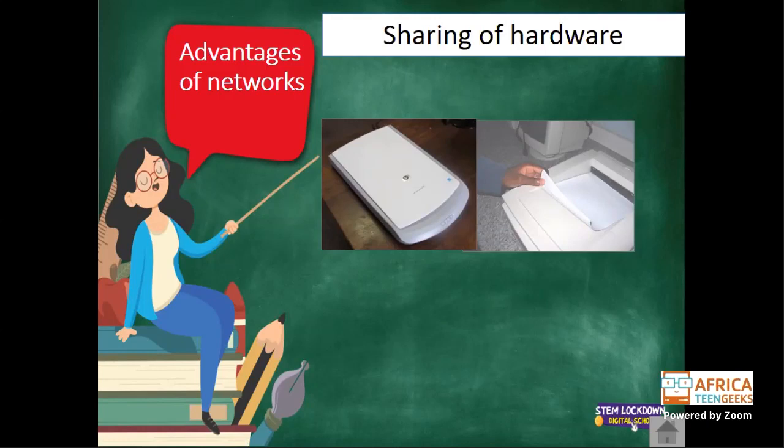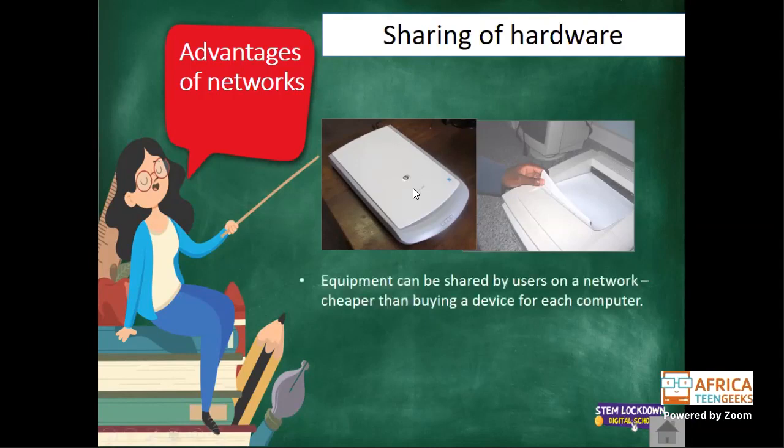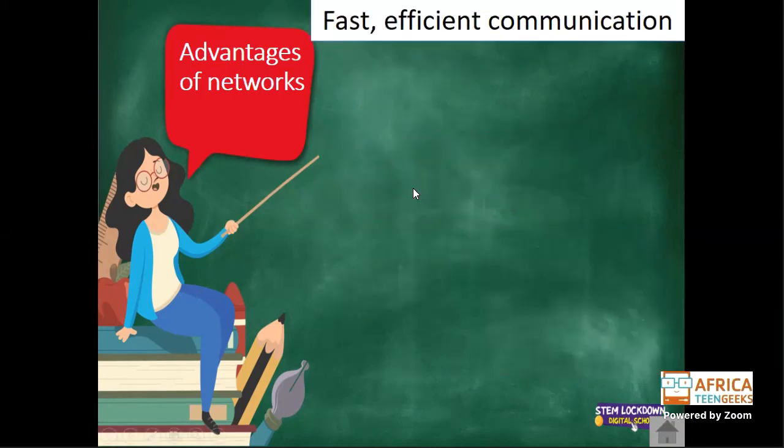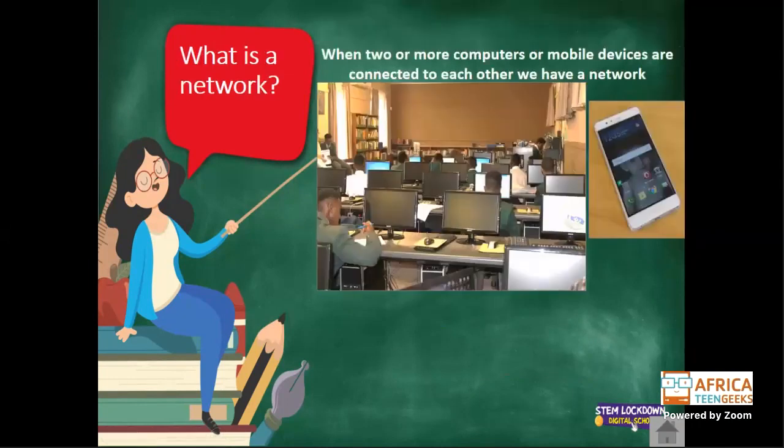Now, let me talk about sharing the hardware. How can we share the hardware? Will it be advisable for me to just buy a printer for each and every member of that class? Let's go back and see this class again. You saw there are so many students in that class. For each and every one of these learners, I must buy a printer, and each printer costs 5,000 rand. How much would it be?